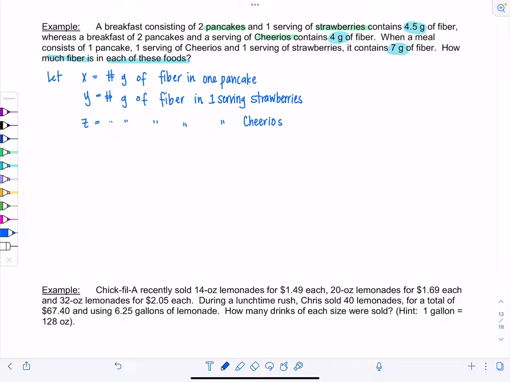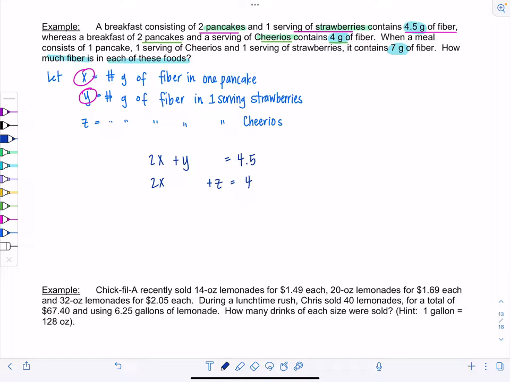Okay, so we need our three equations. Let's hop to it. A breakfast with two pancakes, so that would be two X's, and one serving of strawberry, that would be one Y, is equal to 4.5 grams of fiber. So 2x plus y gives us 4.5 grams of fiber. All right, moving on. Two pancakes and a serving of Cheerios contains 4 grams of fiber. Two pancakes, 2x, plus Cheerios, that means z, plus z is 4.